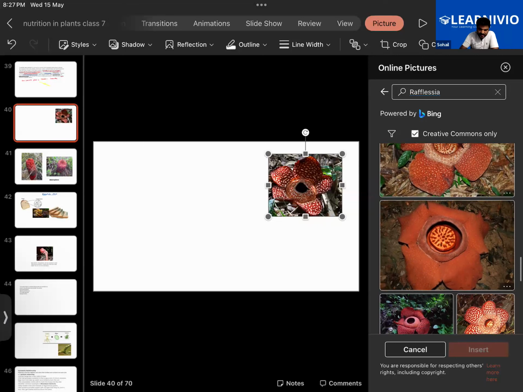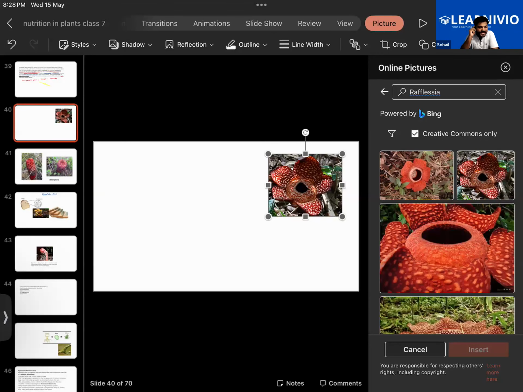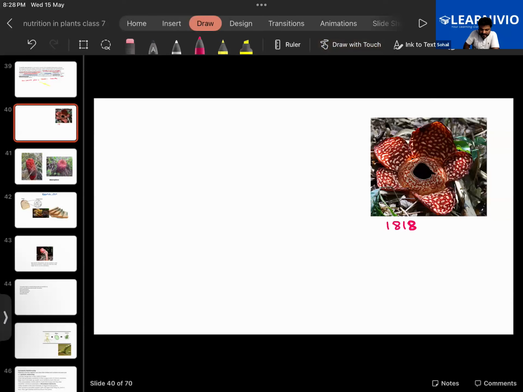These are the images of it. And it flowers in a very long time. It was first discovered in the year 1818. Interestingly, its name is also after the person who discovered it for the first time. Sir Stamford Raffles was the person who discovered it, while he was on a tour to Sumatra.